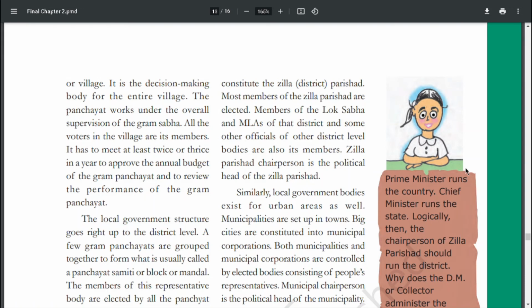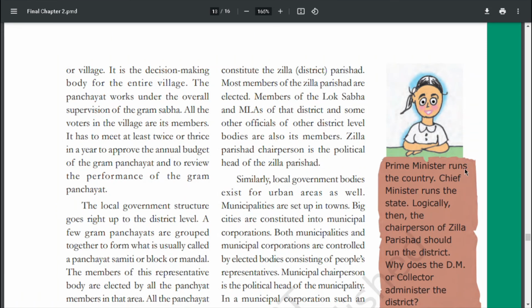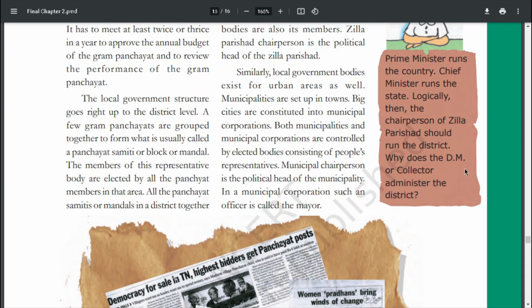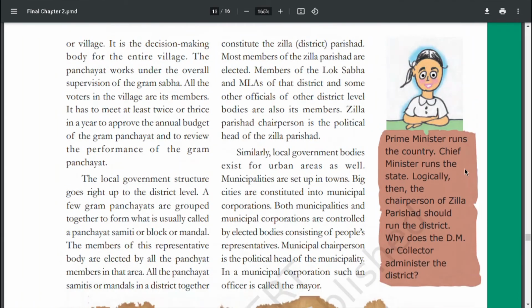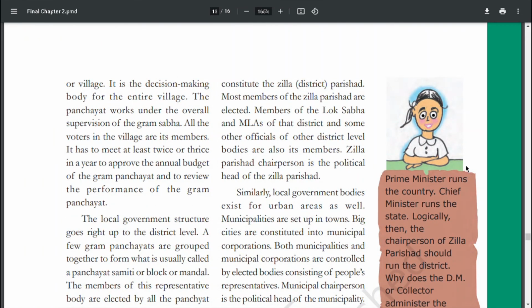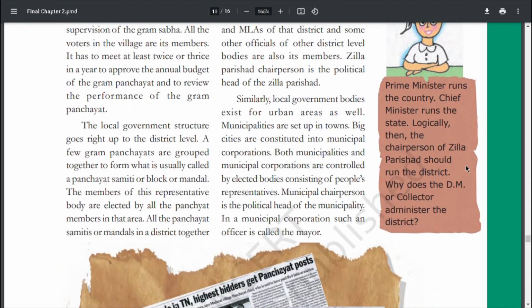The local government structure goes right up to the district level. A few Gram Panchayats are grouped together to form what is usually called a Panchayat Samiti or a block or a mandal. The members of this representative body are elected by all the Panchayat members in that area. All the Panchayat Samitis or mandals in a district together constitute the Zilla Parishad, the District Parishad. Most members of the Zilla Parishad are elected. Members of the Lok Sabha and MLAs of that district and some other officials of other district level bodies are also its members. Zilla Parishad chairperson is the political head of the Zilla Parishad.